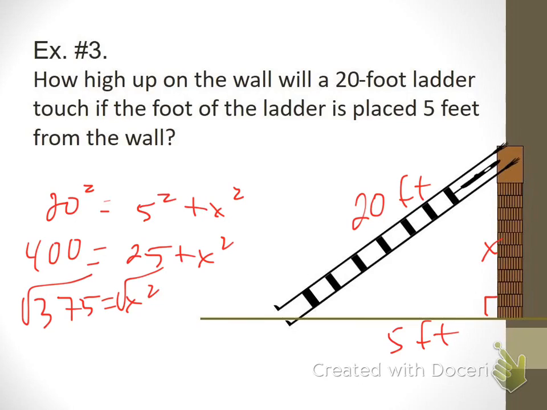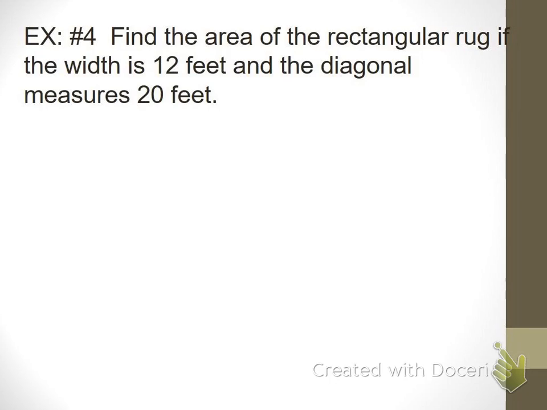And normally we want to reduce our radicals, but here it would make more sense to go ahead and get a decimal since we're talking about how far up a wall something is reaching, and so it makes sense to talk about it in decimal form instead of radical form. So how far up that wall is it reaching? Turns out 19.4 feet. Okay? All right.